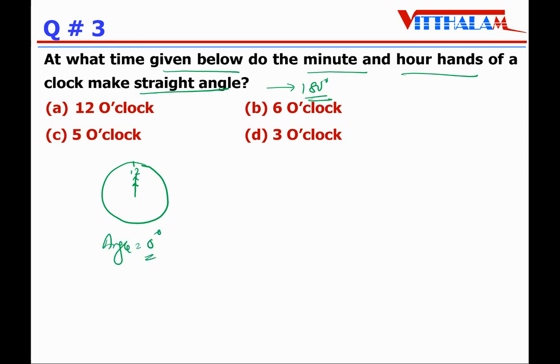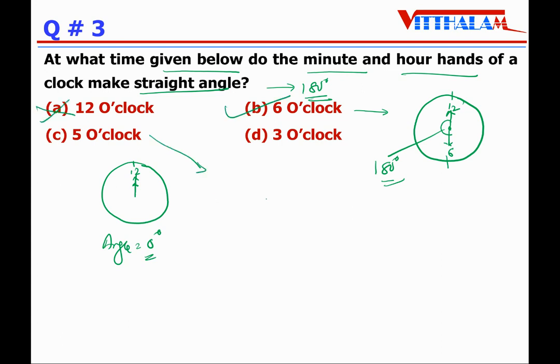There is no angle. If you see 6 o'clock, this is 12, this is 6. This is our minute hand, and this is the hour hand. The hour hand is a little bit shorter than the minute hand; don't go by the exact figure, it is not to scale. So this angle is 180 degrees. So our answer is B.